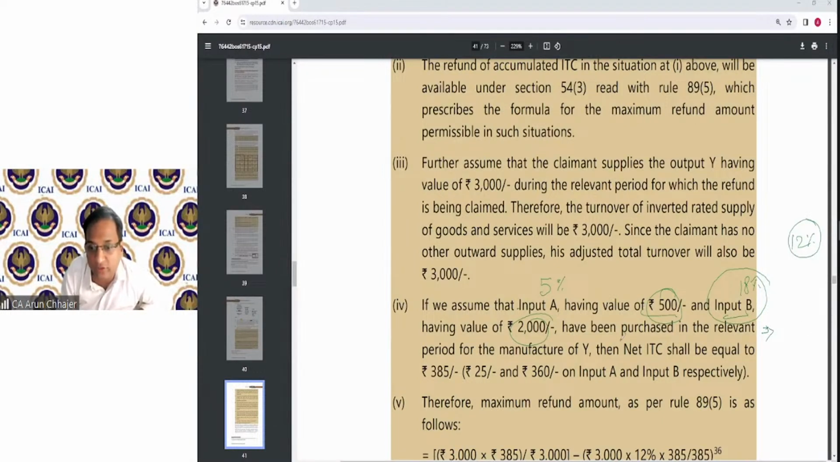So how much is it? 500 for this, 2,000 for this. Sorry, on 500 the rate was 5%, and on the other it was 18%. So 25 came for this and 360 came for this, so total ITC is 385. Now you will apply the formula: 385 multiplied by 3,000 divided by 3,000, correct? And then minus, how much was the sale? Sale of 3,000. What was the rate? 12%, multiplied by the same 385 because there is no input service.